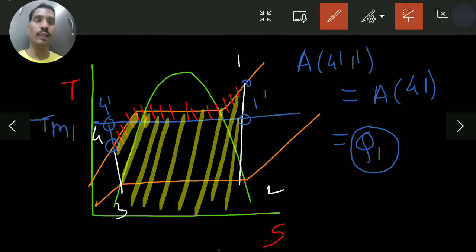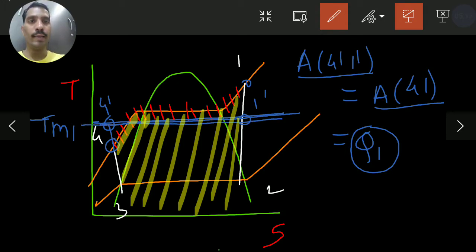How have we calculated this area? We have drawn one horizontal line such that the area below 4 dash 1 dash must be equal to the area below the 4 to 1 process. And this line, when it intersects the y-axis, then the temperature we call the mean temperature of heat addition. This is the mean temperature of heat addition.